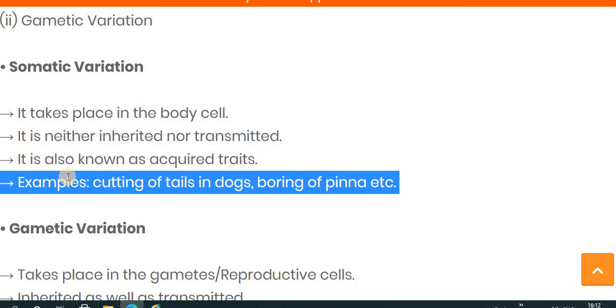Whatever skill we learn, for example driving a car, cutting our hair, changing hairstyle, doing makeup, or looking fat, all of these come under somatic variation, and we consider these characters as acquired traits. It is not by birth. After birth we acquire it. That's why it is known as acquired traits.